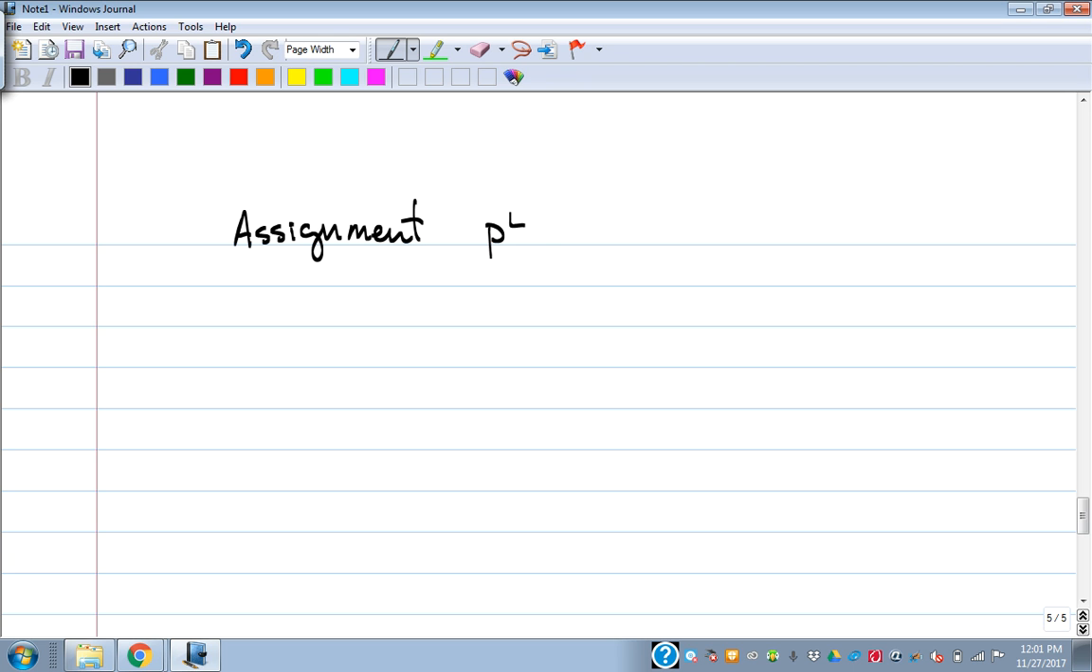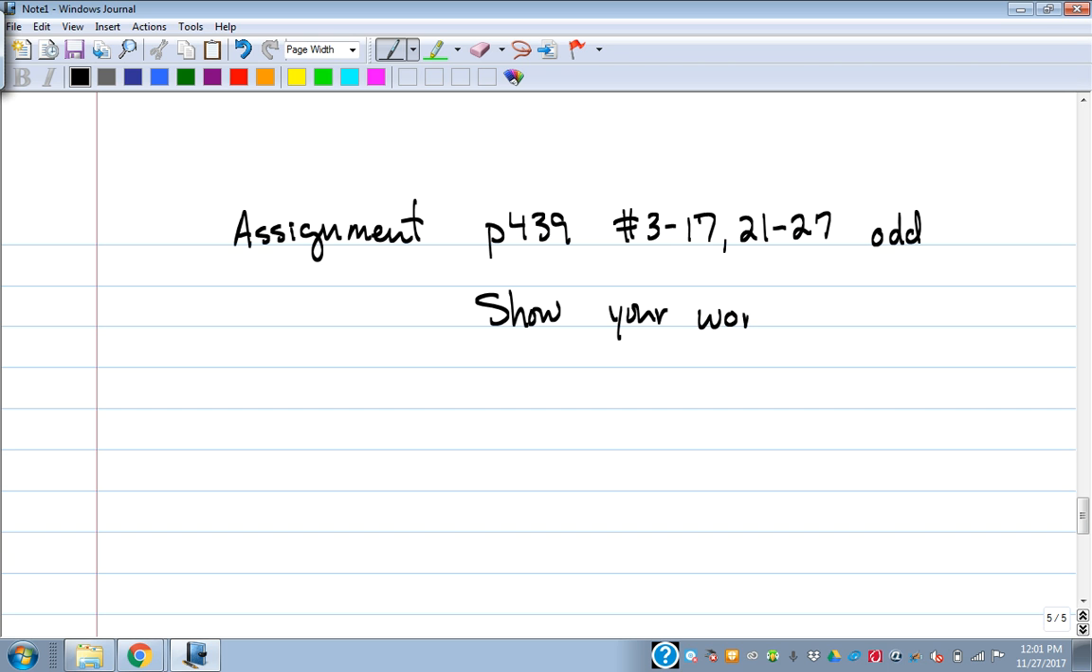On page 439 of your textbook, 3 through 17, and then 21 through 27. Let's do odd on all those to start off with. If we can't handle that, we'll change. Make sure you show your work. Okay? Show your work. I got odds on there. You can do the evens as well if you want.